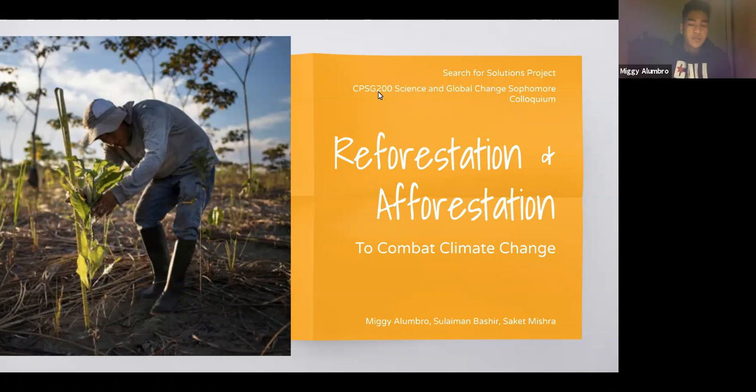Just the definitions, reforestation would mean replanting saplings on soil that was once a forest already. And afforestation would mean replanting trees on land that has not had forests.